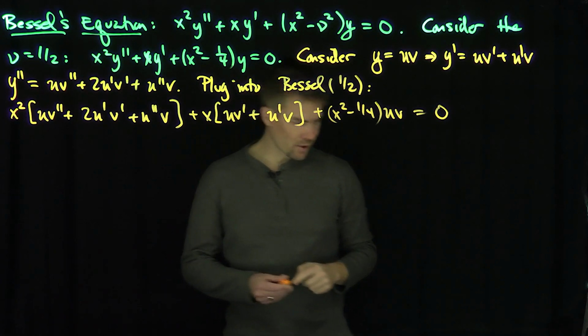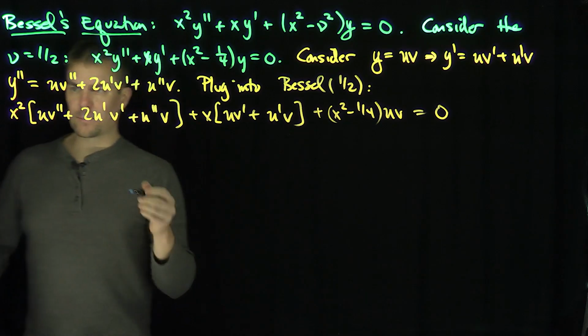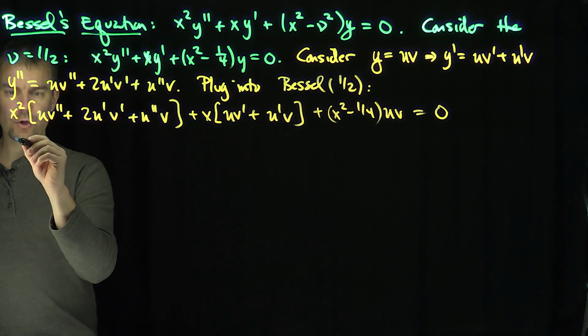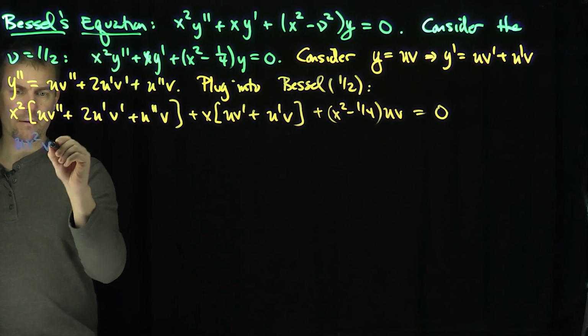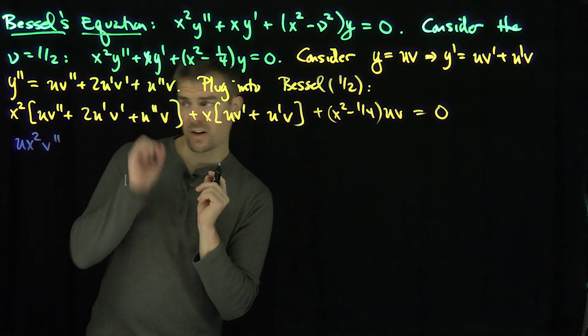Now we're going to gather the terms that are similar to each other. So what are the terms that are similar? Well, let's look at the v double prime terms. We're going to have a u x squared v double prime. That's the only v double prime term, this u x squared v double prime.